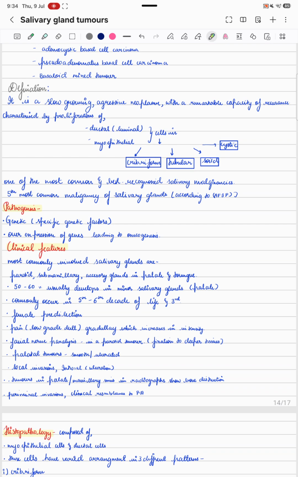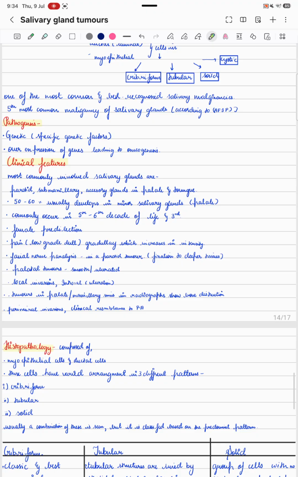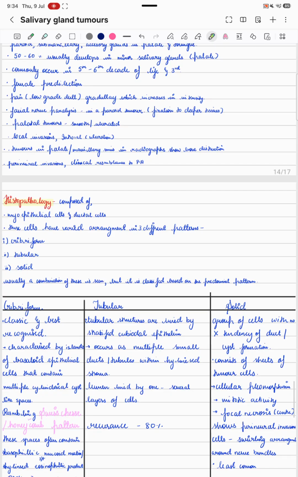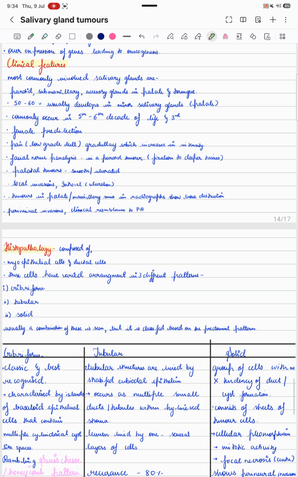It is female predilected and seen in 50 to 60 years. It involves the facial nerve if it is in the parotid, and if it is in the palate it is smooth or ulcerated. Local invasion is seen. A tumor in the palate or maxillary sinus shows bone destruction. Perineural invasion is seen. Clinically it resembles the mucoepidermoid carcinoma, which is very important, because of the same luminal and abluminal cells.